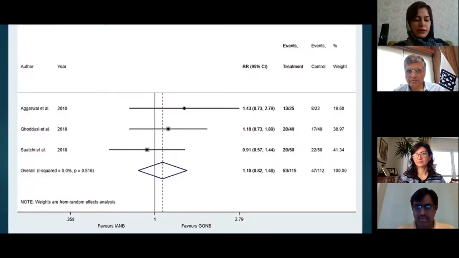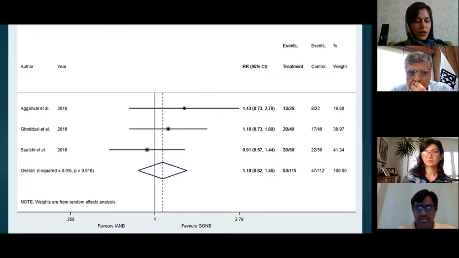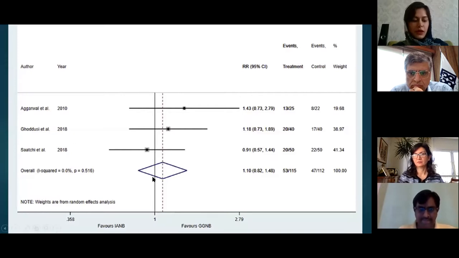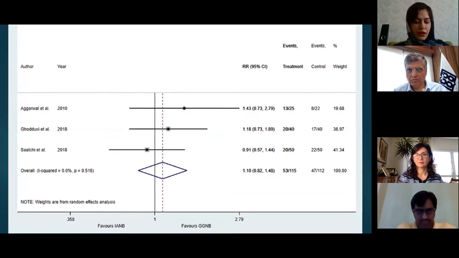This first plot is for comparison of inferior alveolar nerve block and Gow-Gates nerve block. As you can see, this diamond has crossed the null effect line, which shows that Gow-Gates and inferior alveolar nerve block have no difference in terms of success rate. As you know, the diamond represents the point estimate and confidence interval of all the studies combined together.